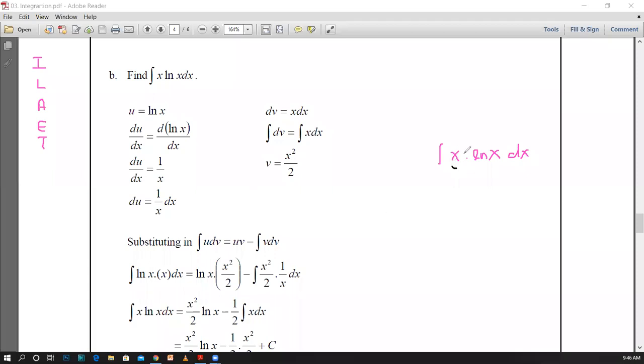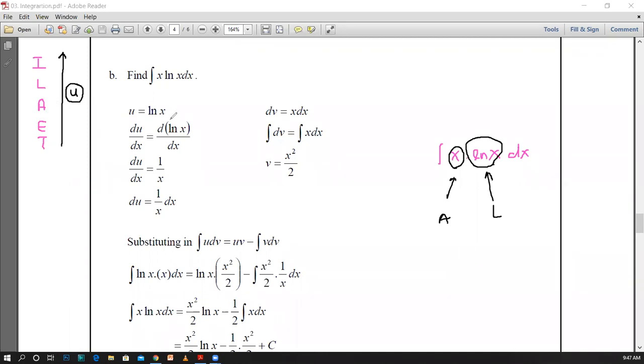X is an algebraic function. Ln x is a logarithmic function. According to this order, the topmost has the priority for function u. Therefore, according to this concept, you can see that L is on top of A. Logarithmic is on top of algebraic.